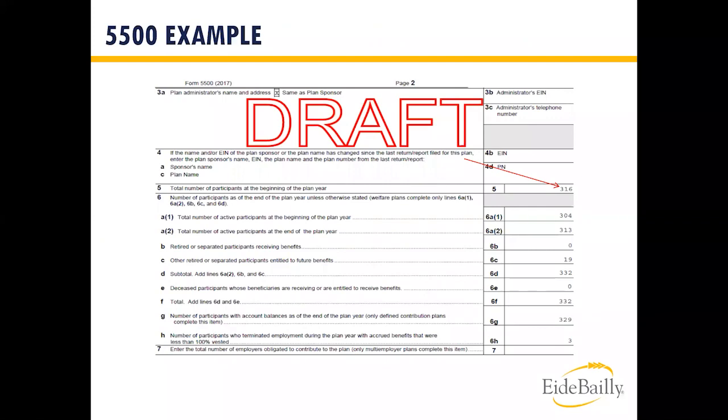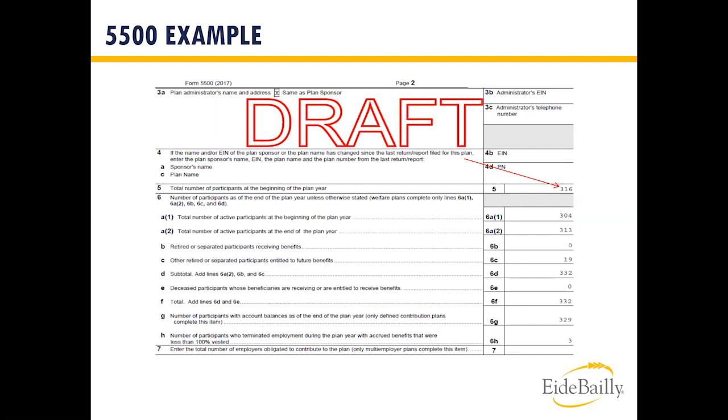This is just an example of the 5,500, and on page 2, that's where that participant count information is included on the form. This number here on line 5 is the count number that I'm referring to. And we also get asked the question often of what defines a participant for this number and who gets included in that beginning of your count number.